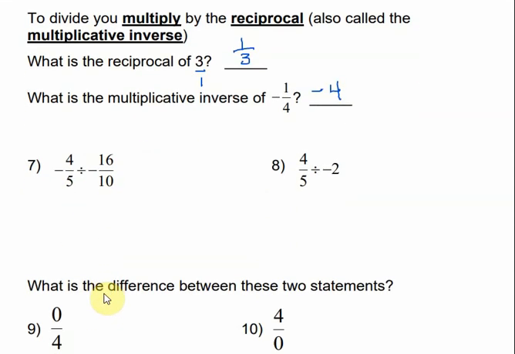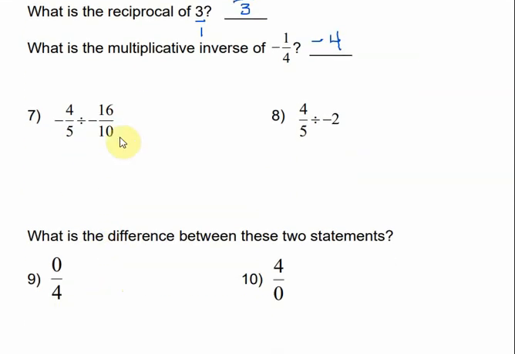So the first term is going to stay the same. In number 7, this first term is going to stay the same. And then we're going to multiply by the reciprocal of the second term. So the sign stays the same, but we flip the fraction. And then we can multiply straight across, top times top, bottom times bottom.